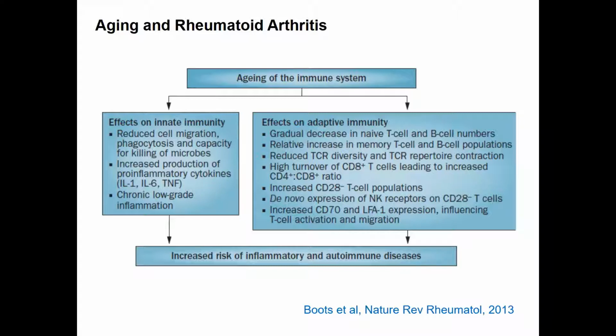And then in adaptive immunity, there are changes in T cells, B cells, both memory T and B cells, changes in the T cell receptor diversity, turnover of CD8 positive cells, changes in NK cells. We don't have time to go through all of this, and I'm not a great immunologist, so I can't explain all these differences, but basically there are a number of changes in adaptive immunity that make it more likely that you get autoimmune conditions with age.